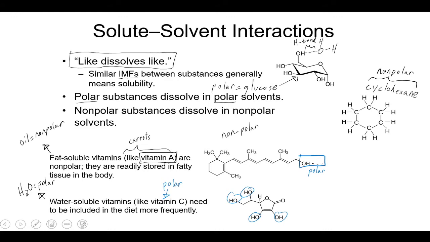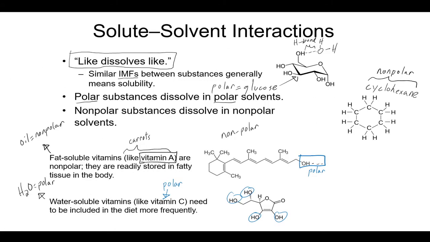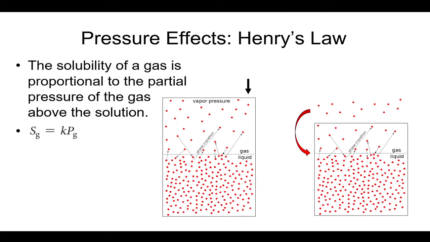So that's using the like dissolves like rule, and a little bit about solubility and solute-solvent interactions. Now, there's two other factors, of course, pressure and temperature, that are going to affect solubility: how much of these solutes fit in a solvent. Now, this is mostly about gas. Okay, so pressure affecting solubility. We're thinking about a gas-liquid mixture.